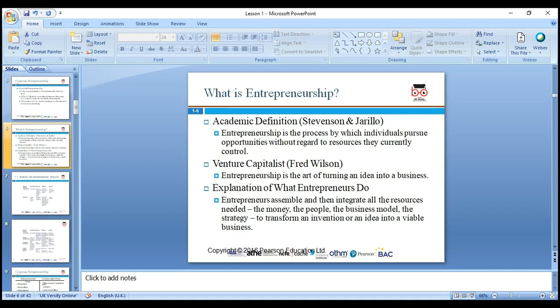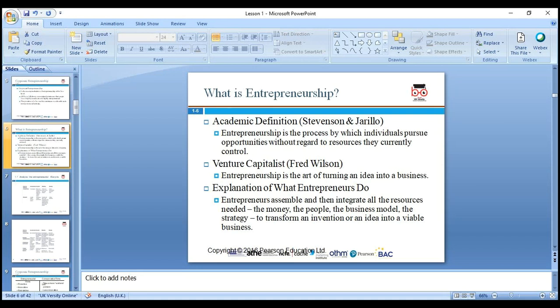Entrepreneurship is the process by which individuals pursue opportunity without regard to the resources they currently control. It doesn't matter whether you have resources or not. You start to put your ideas into the business. Maybe you start very small, with just one activity. It can be HR, where you're just providing HR services. It can be IT, maybe you're just providing help setting up a website, and that can itself be a business as well.